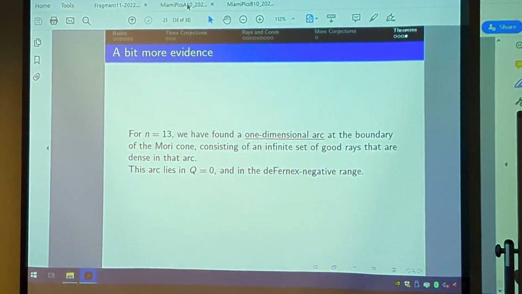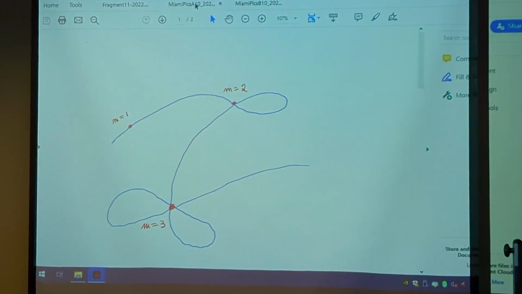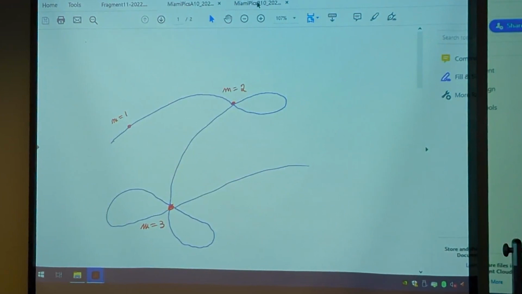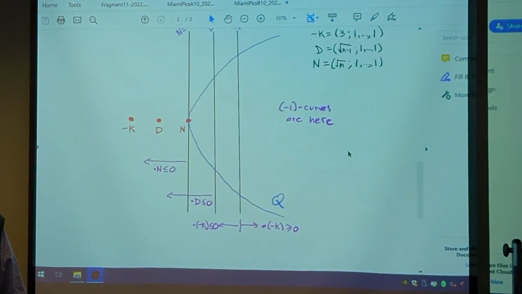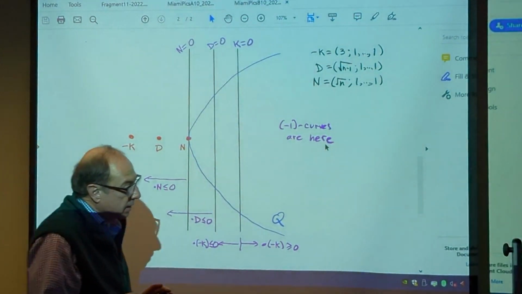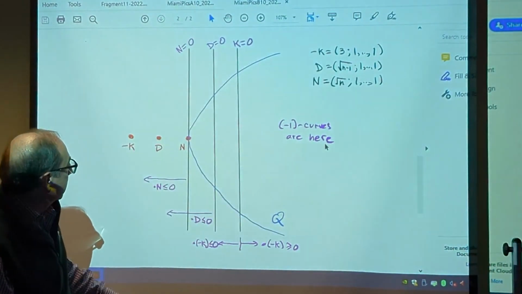Here's a little picture of a curve of some degree with a point of multiplicity 1, a point of multiplicity 2, and a point of multiplicity 3. Should have shown you that before. This is sort of a picture of what the cones might look like, maybe with a little more detail than this cartoon I'm drawing here.